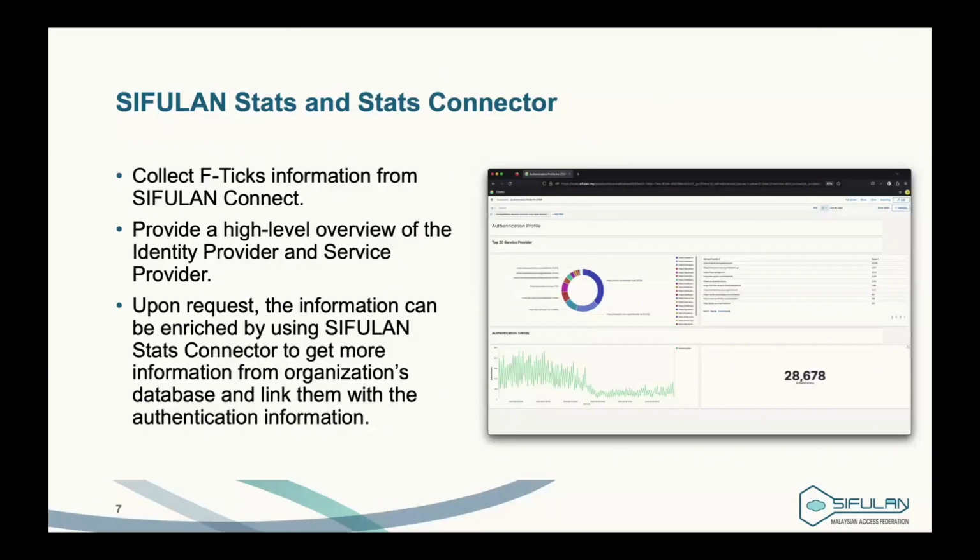But some need more detailed information, such as, okay, for this service, which department in the university has been accessing most, which category of users, which university program uses this resource, and so on. So we enrich the information by connecting Sifulan Start using a Sifulan Start connector to collect more information from the organization database and link them with the authentication information.